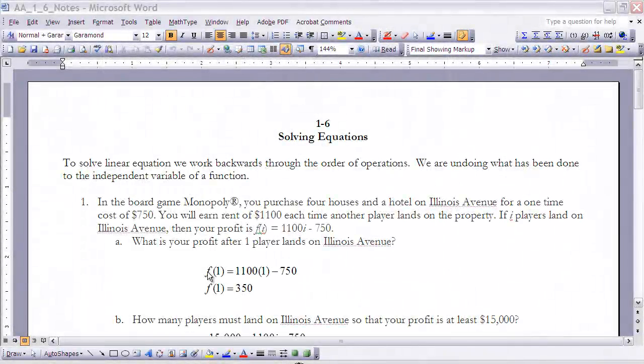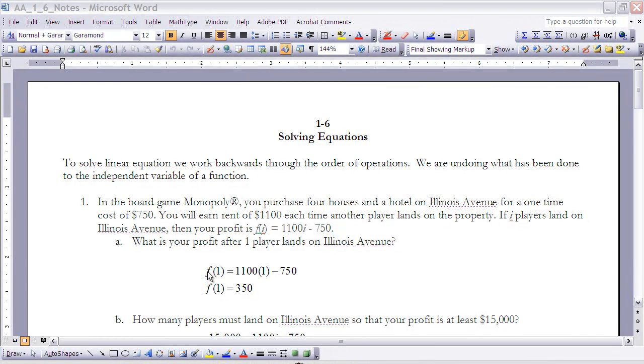Okay, these are the notes for section 1.6, solving equations. You should have read section 1.6 already before doing these. Primarily, what we're going to do is look at a few examples here. Solving equations is something you spend a lot of time on in your first algebra course.